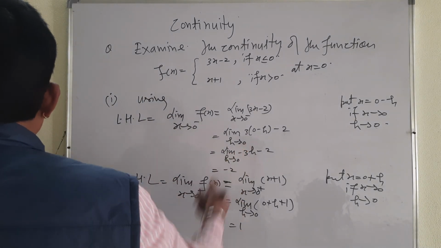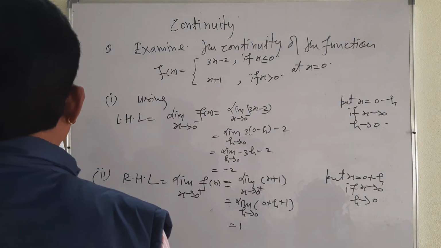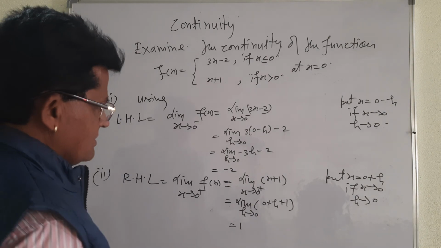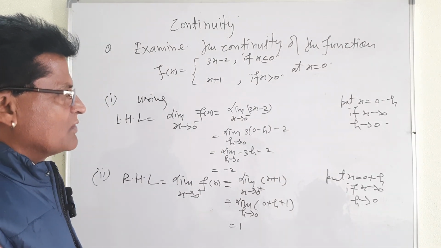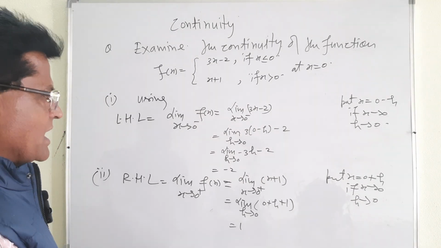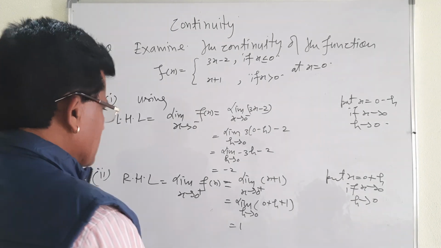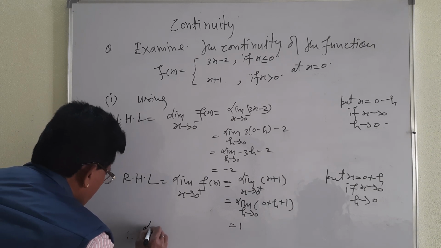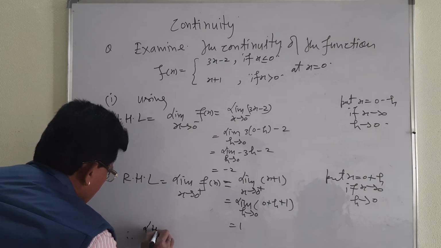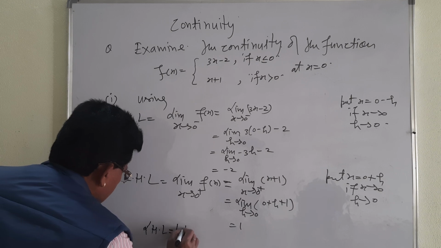My dear student, you see whether the left hand limit is equal to the right hand limit. These are not equal. If these are not equal, then what will happen? I am just going to draw the graph. Therefore, the left hand limit does not equal the right hand limit.